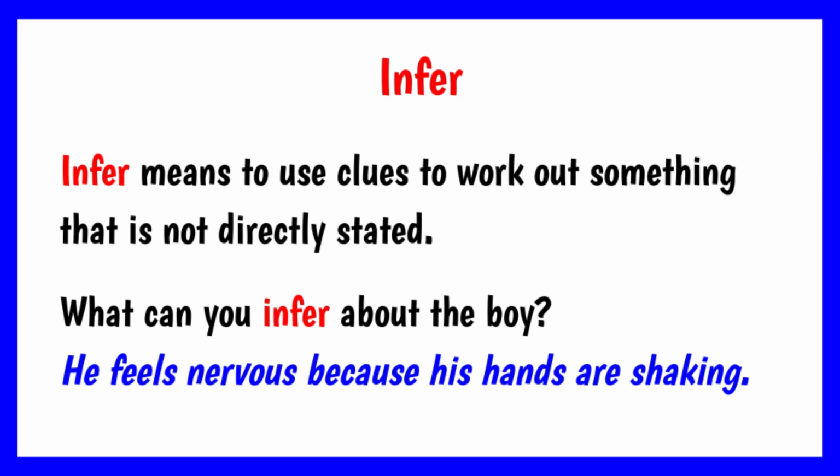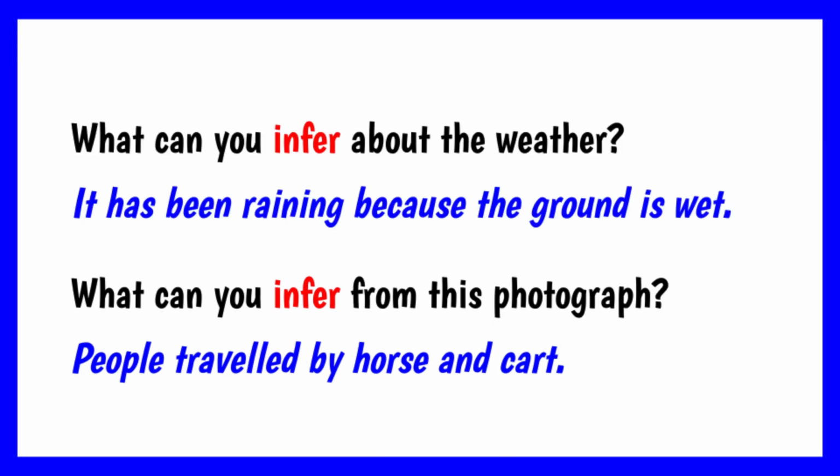Here are 2 more examples. What can you infer about the weather? A good answer could be: it has been raining because the ground is wet. What can you infer from this photograph? A good answer could be: people traveled by horse and cart. When you infer, you use clues to help you work out the answer.